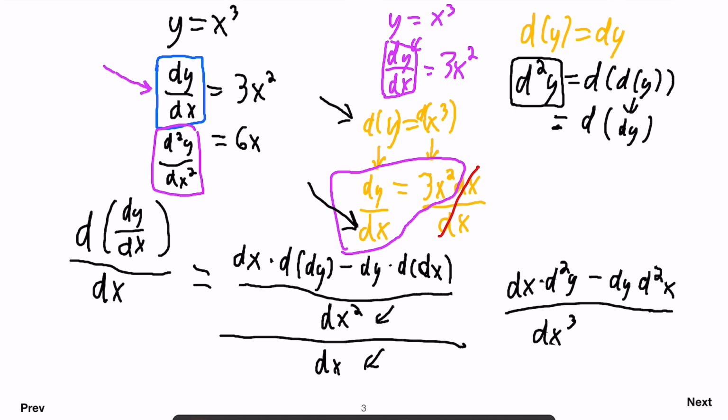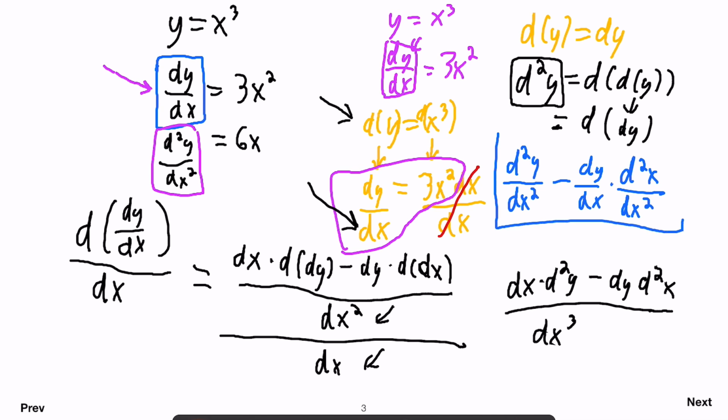This is still kind of a nutty fraction, but if you mess with it a little bit, you can reduce it to d squared y over dx squared minus dy over dx times d squared x over dx squared. And this is what the notation for the second derivative should be. It's a little crazy, but it works algebraically. So let's take a look at how.